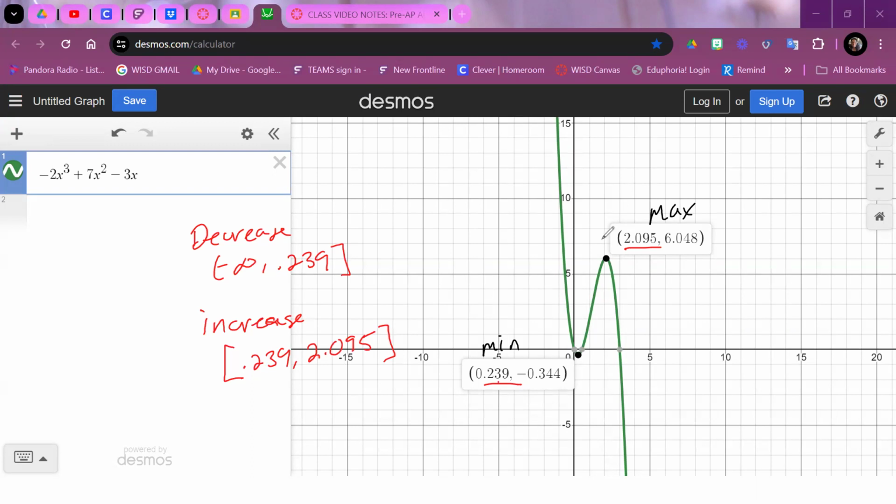Okay. And then we have a what? And we have another decrease, right? So I'm just going to write, and we also decrease where? From what to what? There we go. So from 2.095 and forever to the right is positive infinity. So we identified our min, our max, our intervals of decrease, and our intervals of increase. And again, we read our graphs from left to right, just like you read a book, left to right.